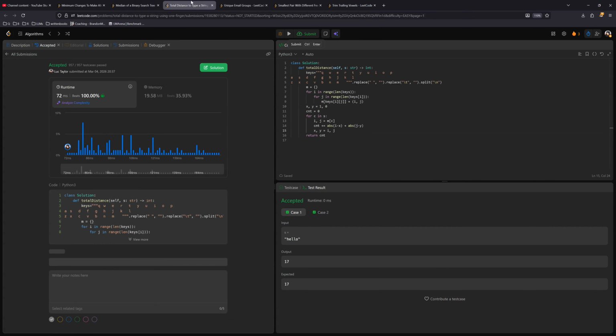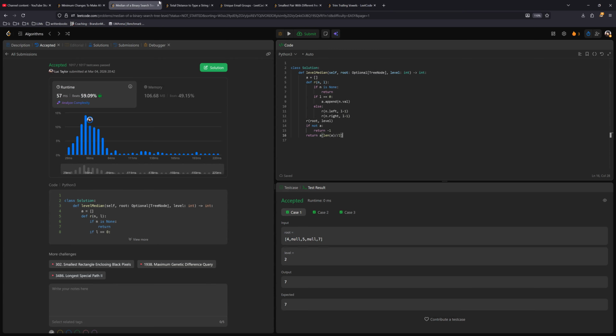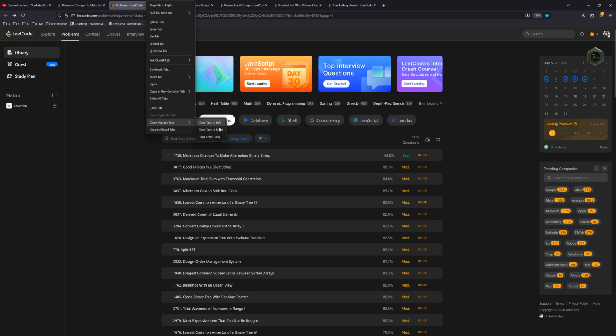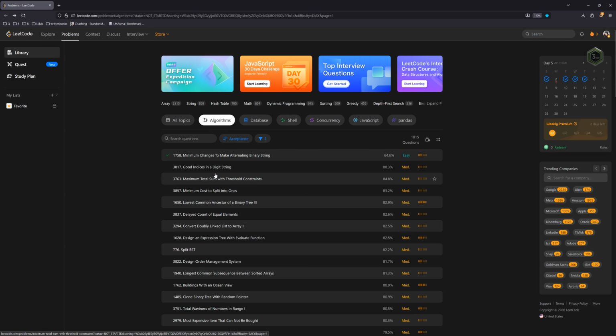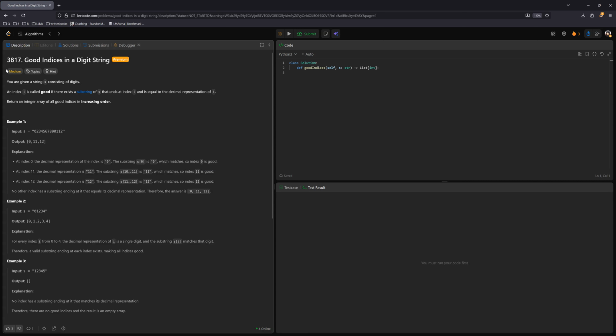Okay, let's come back here. Where were we? Oh no, lost my place. Problems. Okay, I'm getting too many tabs open here. Good indices in a digit string, right? You're given a string S consisting of digits. An index I is called good if there exists a substring of S that ends at index I and is equal to the decimal representation of I.